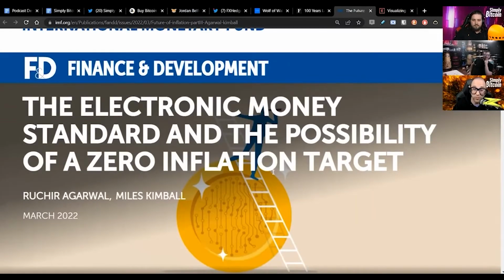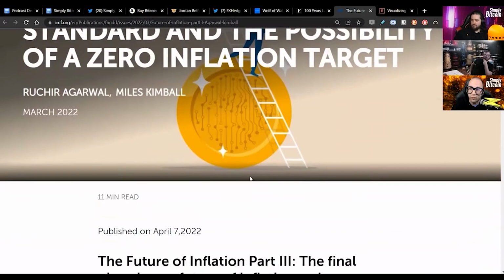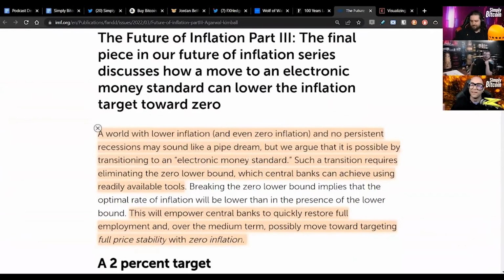Okay, now let's take a look at this psychotic, ass-backwards clown show that is the electronic money standard and the possibility of a zero inflation target. Keep in mind, I just read to you how over 100 years these bodies have completely failed in the simple task of administering monetary policy because of human greed and the desire for power. So let's dive into this.